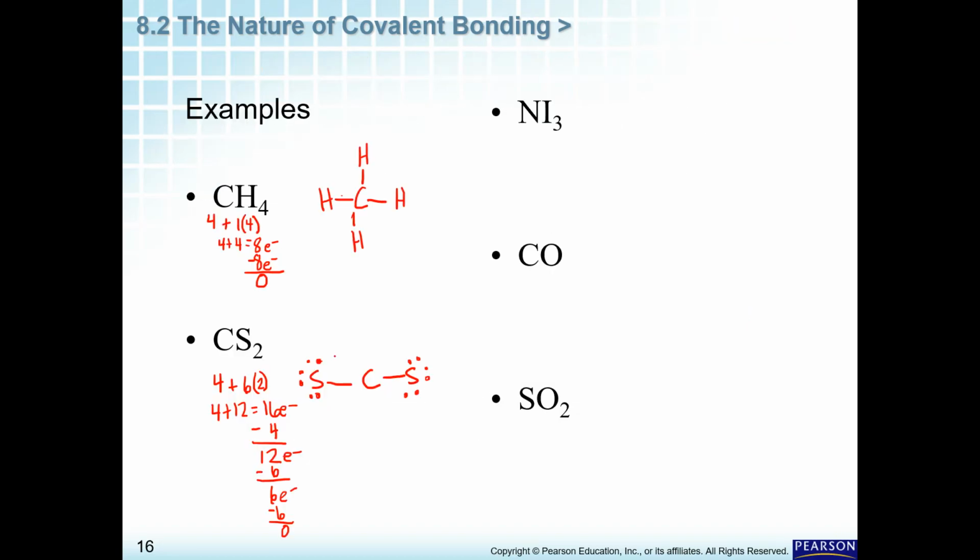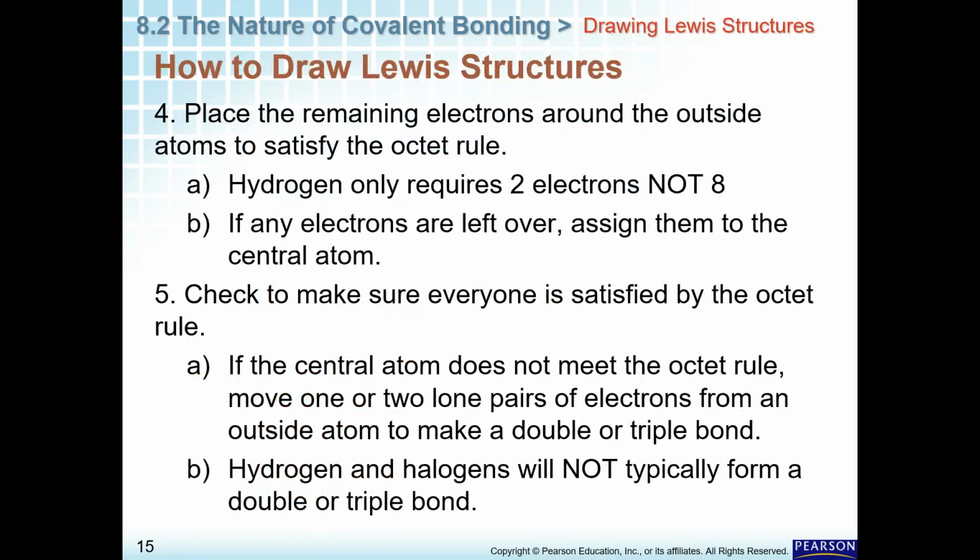So if we look down here, sulfur has 1, 2, 3, 4, 5, 6, 7, 8. This sulfur is happy. Sulfur over here, 1, 2, 3, 4, 5, 6, 7, 8. So this sulfur is happy. But if we look at carbon, 1, 2, 3, 4. Carbon only has 4, not 8. So let's see what we've got to do. If the central atom does not meet the octet rule, we need to move 1 or 2 lone pairs of electrons and form a double or triple.